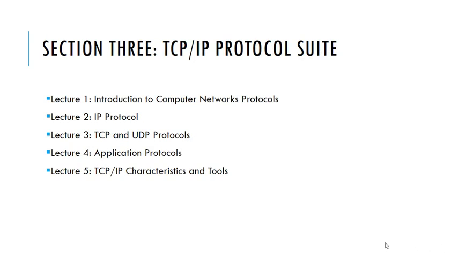Section 3 is about the famous protocol, the standard protocol of the Internet, the TCP/IP protocol suite. Lecture 1 introduces this protocol and shows the meaning of the word protocol in the world of computer networks. Lecture 2 handles the IP protocol working in layer 3, the IP addressing and routing. Lecture 3 handles the TCP and UDP protocols working in layer 4 and the concept of the port number. Lecture 4 handles the application protocols working in layers 5, 6, and 7 and shows the FTP, the HTTP, the DNS protocols and how they are working inside the TCP/IP protocol suite.